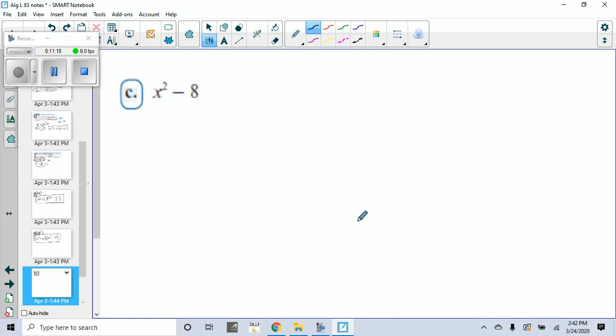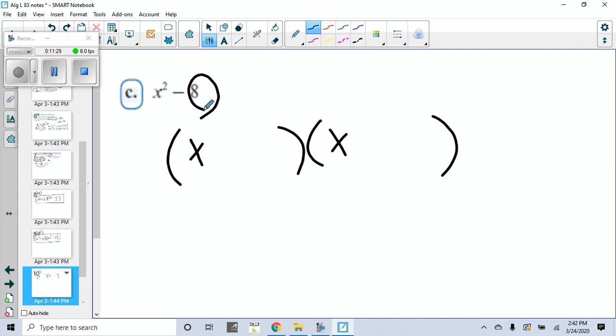And now I would say, is this a difference of two squares? What is the square root of x squared? x. Can you take the square root of 8 and have it be an integer number? You should say, no, it's not possible. So you would say that this is not a difference of two squares.